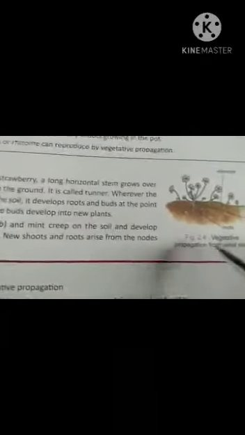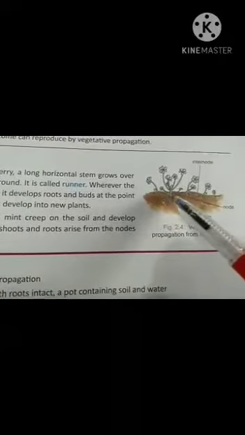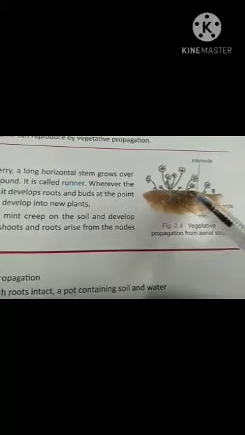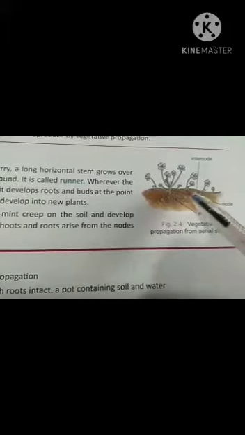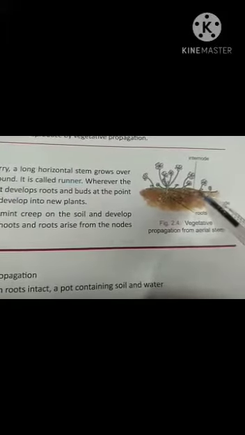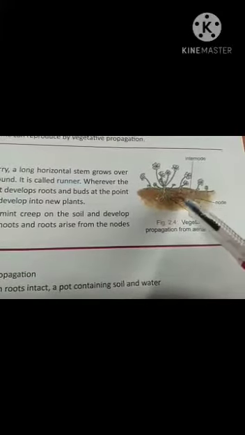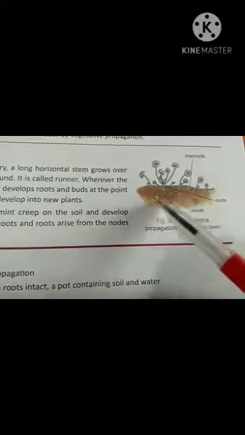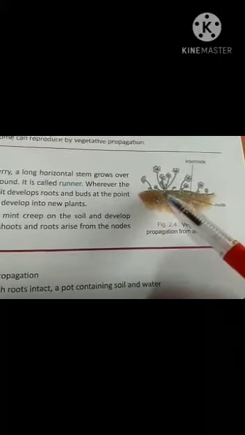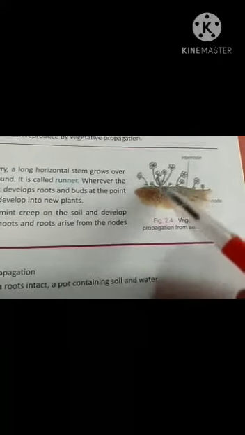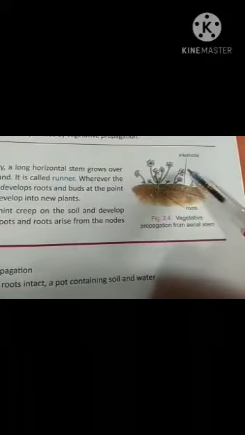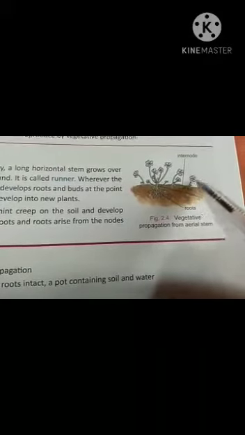So here in this figure 2.4 you can see the horizontal one running, it is called runner. Okay, and at a few places it will go inside, and from there the roots will develop. Okay, so we can see the plant growing at this region, the plant growing at this region, the plant growing at this region.